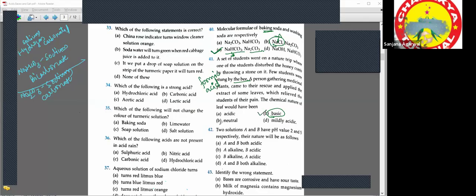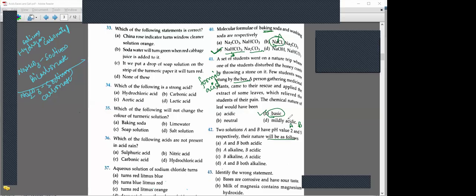42. We have just discussed the pH value. If two solutions A and B have pH value of 2 and 5 respectively, the nature will be as follows. Both are acidic. Yes, actually.